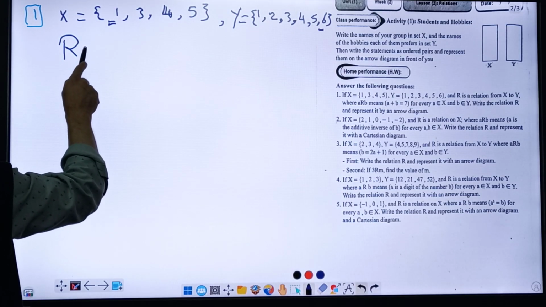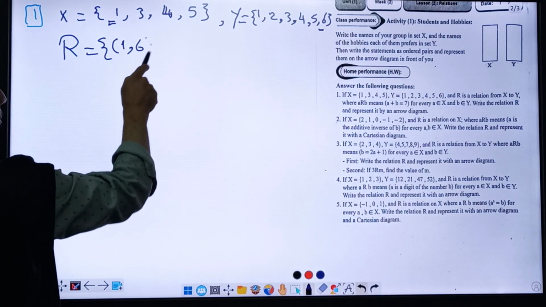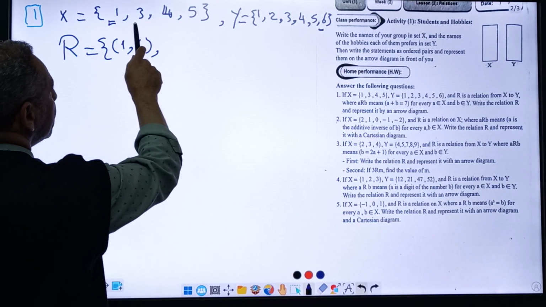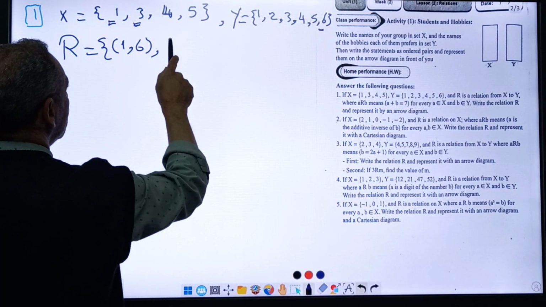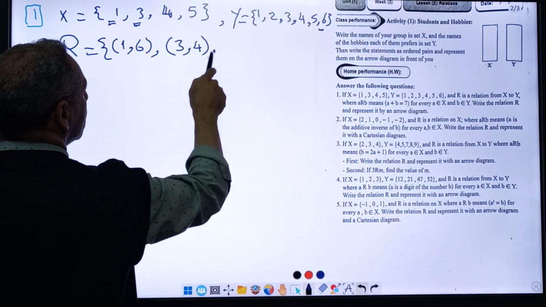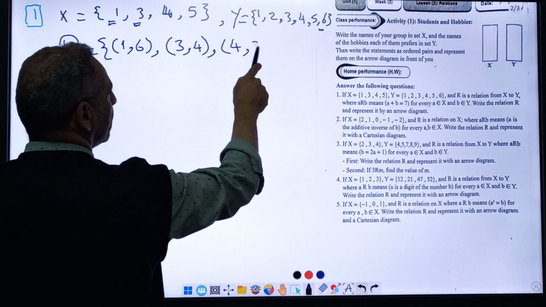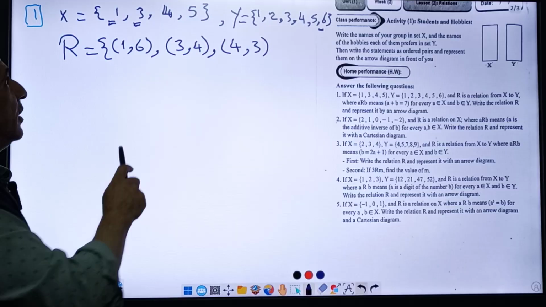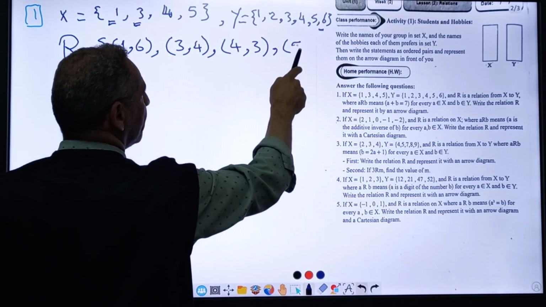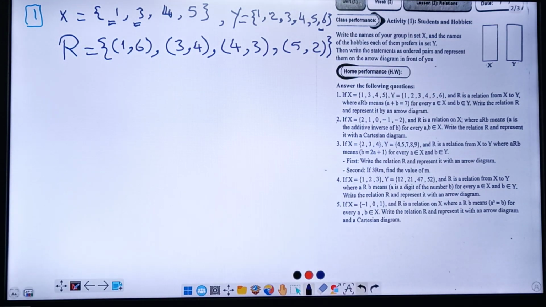So the first ordered pair in the set R is the ordered pair (1, 6), since 1 plus 6 equals 7. 3 plus 4 equals 7, so the ordered pair (3, 4). 4 plus 3 equals 7, so the ordered pair (4, 3). 5 plus 2 equals 7, so the ordered pair (5, 2). So now I have written the relation R.